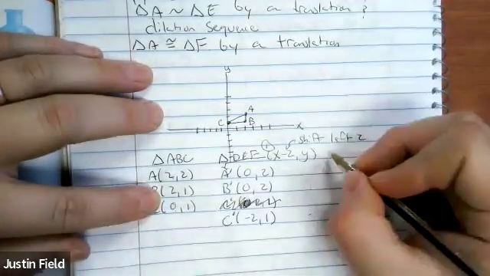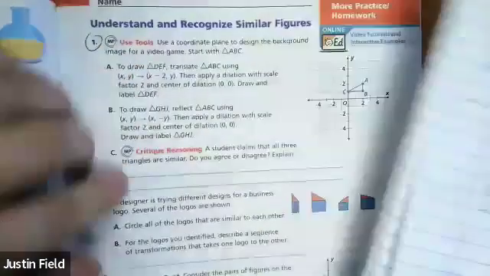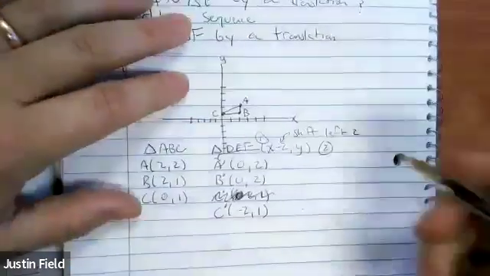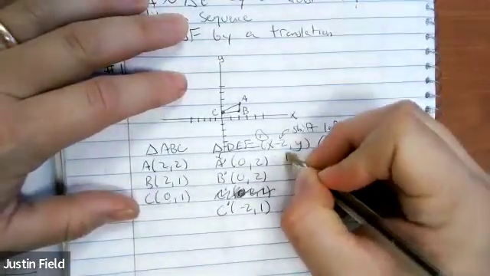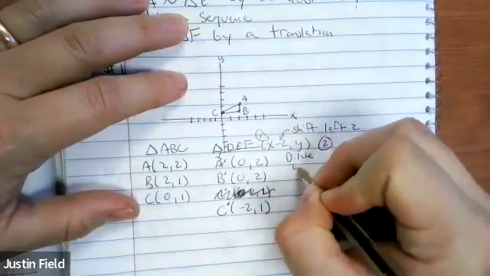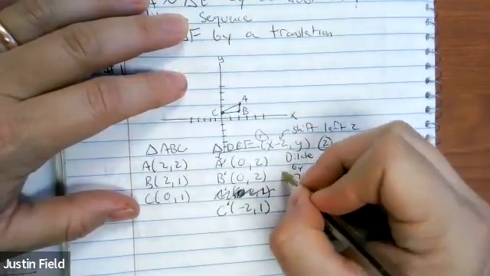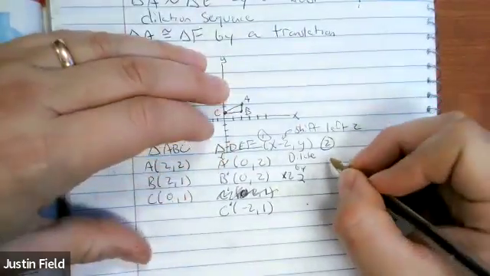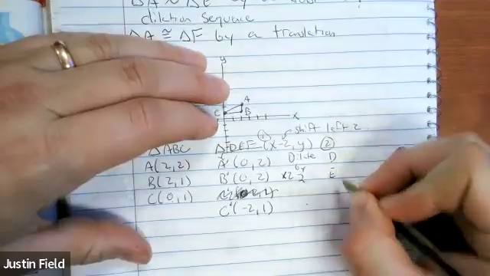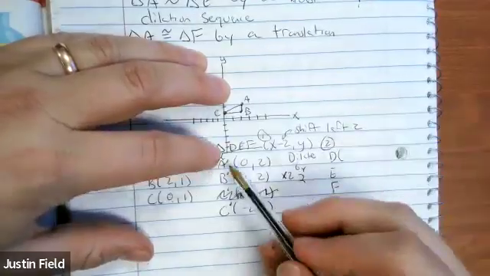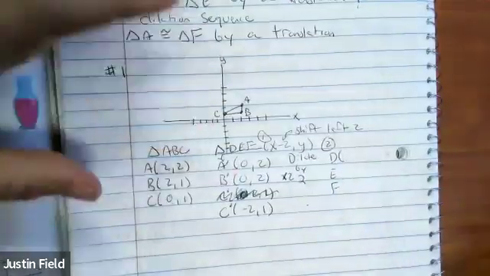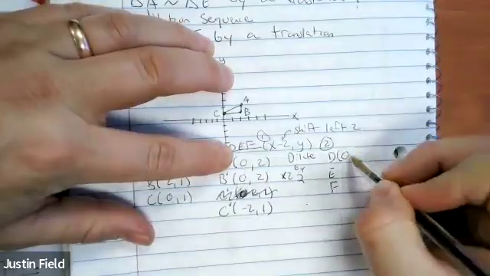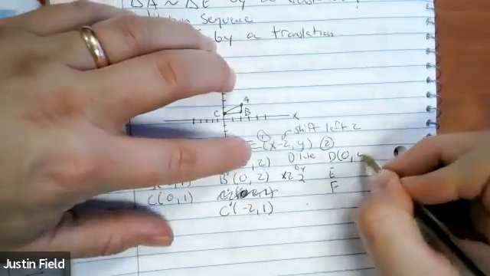Okay. So then step 2, what do we have to do? Scale factor of 2. So now we need to dilate by 2. So I'm going to multiply everything by 2. And then that's going to make triangle DEF. So A prime is going to become, we're going to call it point D, by just multiplying by 2. So 0 times 2 is 0. And 2 times 2 is 4.